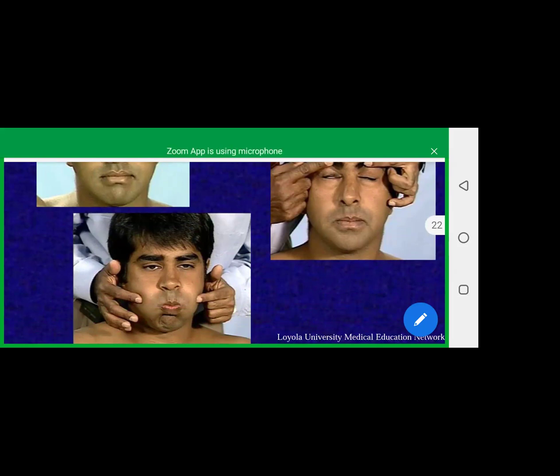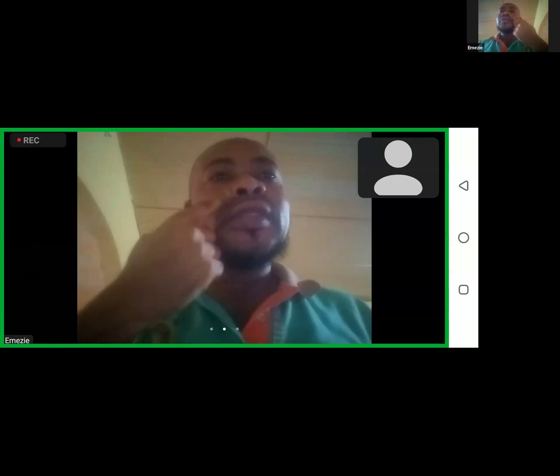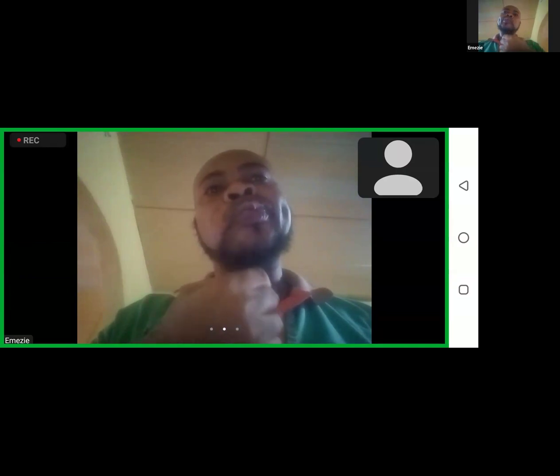This groove, let me use myself to show you. That's the groove here. So the angle of the mouth can be deviated towards one side or towards the other side. That's the first thing you're going to look for in inspection: is there deviation of the angle of the mouth towards any side?